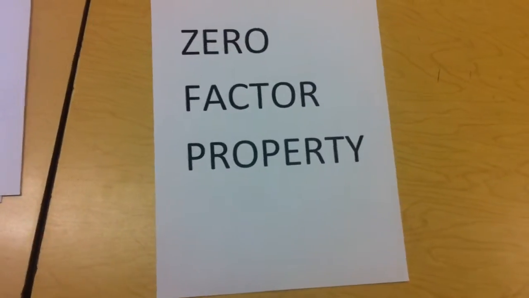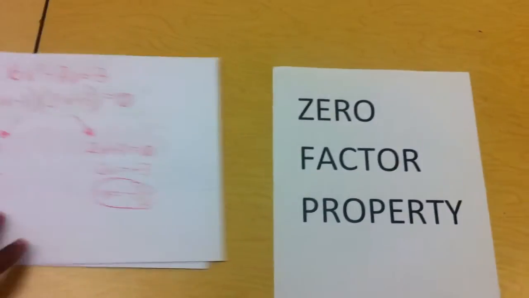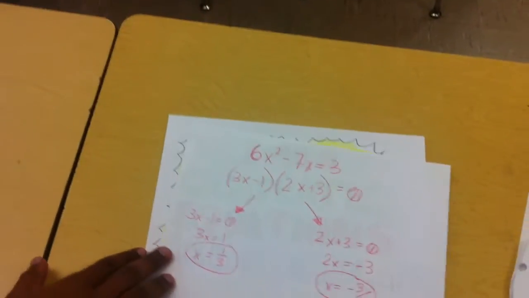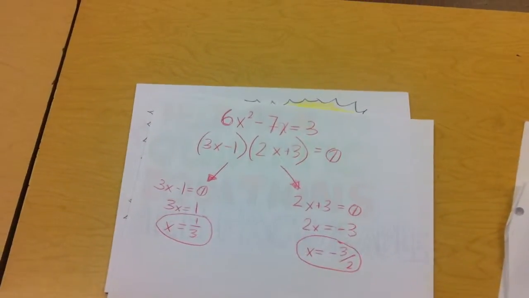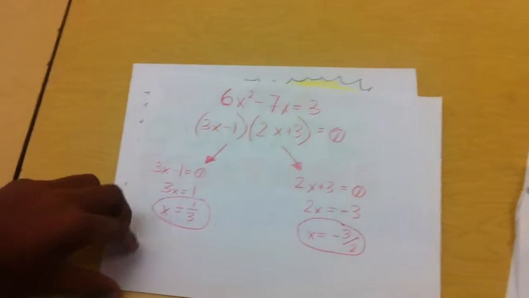Another way to solve it is the zero factor property, which Sterling will now go over. So for the zero factor property, you should set the equation equal to 0 and then factor it out into two separate terms. After factoring it out, solve for x in each equation by setting them equal to 0.